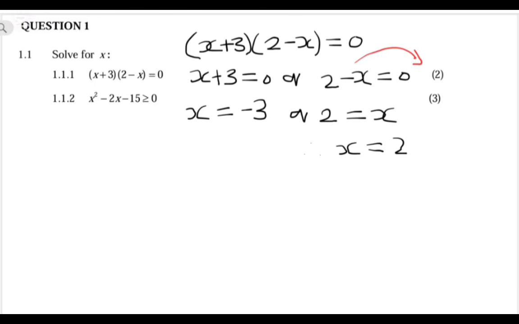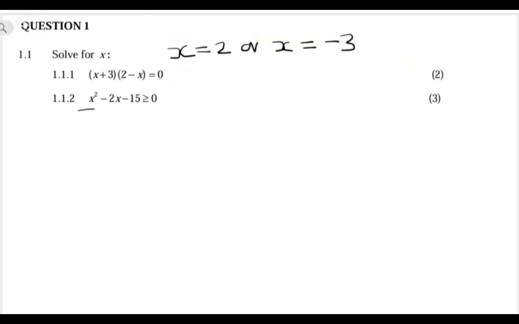Moving on to the next one. If you pay attention to this question, this is an inequality question which is worth 3 marks. How can we solve this? It's very, very easy. So I'm going to open 2 brackets just like this. And then we're going to look for the factors of 15 that when we add or subtract them together, give us the -2 that is there.